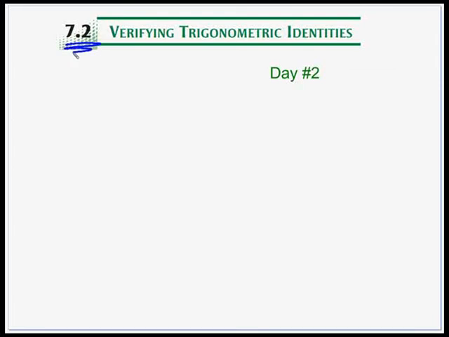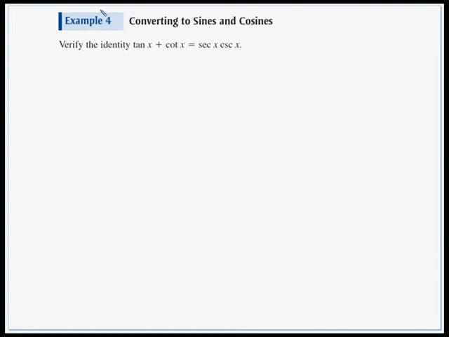So in this video we're going to finish up section 7.2, verifying trigonometric identities. In example 4, in the last video we talked about some of the guidelines about simplifying these, and one of the guidelines to try was maybe convert everything to sines and cosines if you can. So that's our clue here for example 4. Verify the identity that tan x plus cotan x is equal to secant times cosecant.